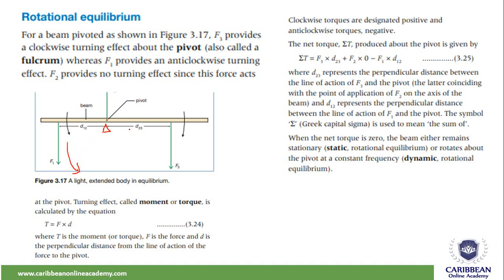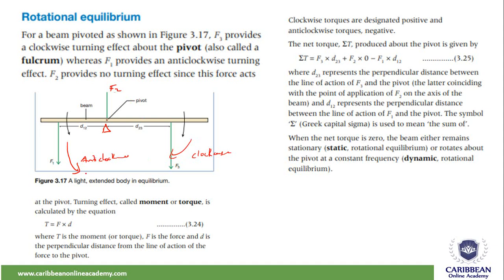Good. Now, as it relates to F3, F3 will cause a clockwise turning effect, right? Now this is where F2 is. F2 is at the pivot point. Because F2 is at the pivot point, it will cause no turning effect at that very point. F3 would cause the clockwise turn, so clockwise is related to F3, and F1 is associated with anti-clockwise.